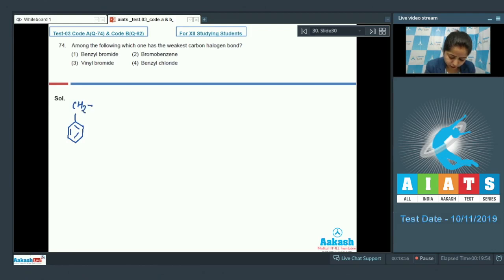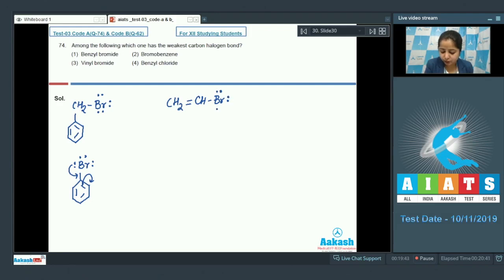In this case, carbon is attached to benzene, which is further attached to bromine. Let's draw the lone pairs of bromine. Students, it is very clear that in this case, the lone pairs of bromine are not participating in resonance. Let's move to the next option, which is bromobenzene. Students, in this case, the lone pairs of bromine will participate in resonance. As a result, the C-X bond in bromobenzene will acquire some partial double bond character, which ultimately increases the C-X bond strength. Let's move to the next option, which is vinyl bromide.